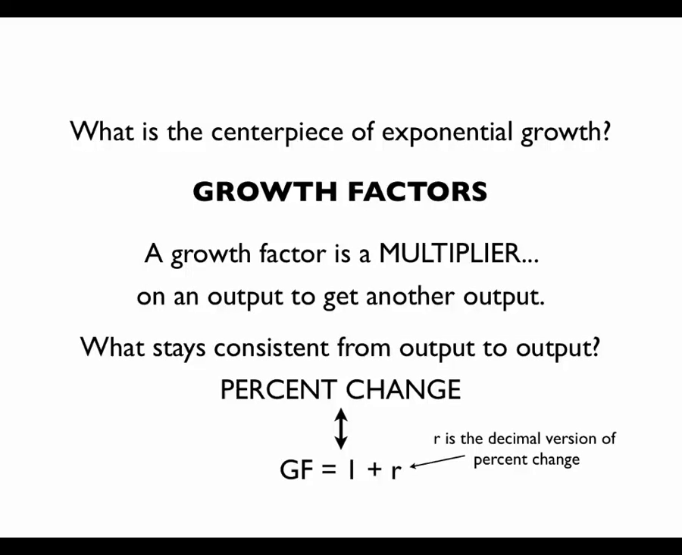Don't think about exponential growth as, oh, it's a b to the x, and I'm going to plug in and crank out values. No, you want to think about how the output grows. It grows by repeated multiplication by a growth factor, right? Repeated multiplication by the growth factor. So a growth factor is a multiplier on output to get another output.